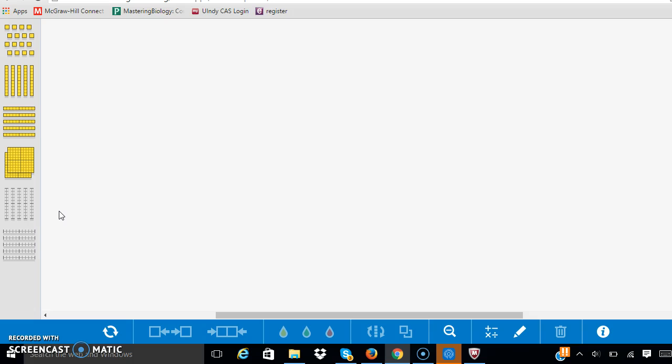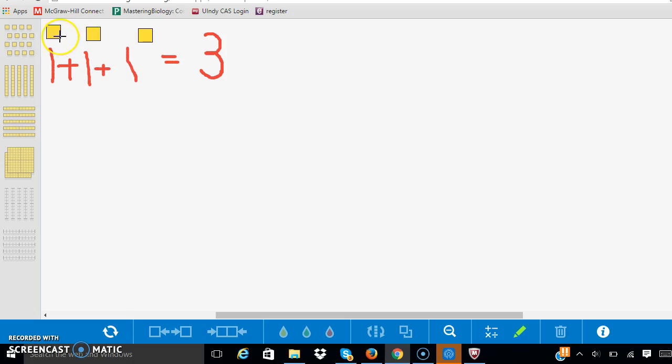Now we're going to find different numbers that we can represent with our base 10 blocks. So if we were going to represent the number 3, it might look like this. There are 3 base 10 blocks. But how did we get there? This can also be seen when you're writing 1 plus 1 plus 1 equals 3. So we could count our unit blocks: 1, 2, and there's 3.